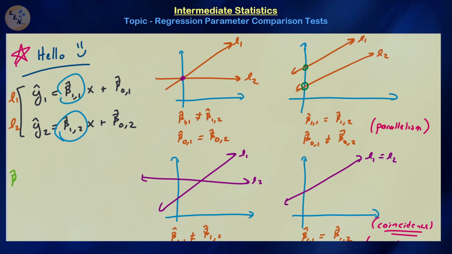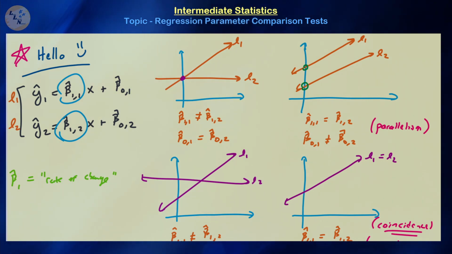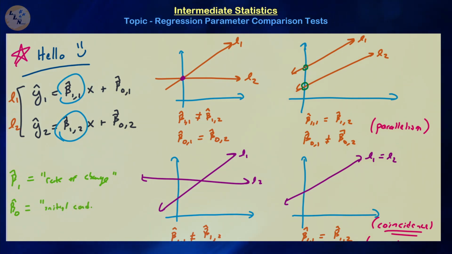Remember, beta hat 1 for either the first or the second corresponds to the rate of change of the data points or the predicted values as you proceed along the control variable domain. So the larger the slope in terms of positives, the faster it grows in the positive direction. And beta 0 hat can be interpreted in terms of the initial condition. So when x is equal to 0, where do you start? That's definitely appropriate if the control variable is time.